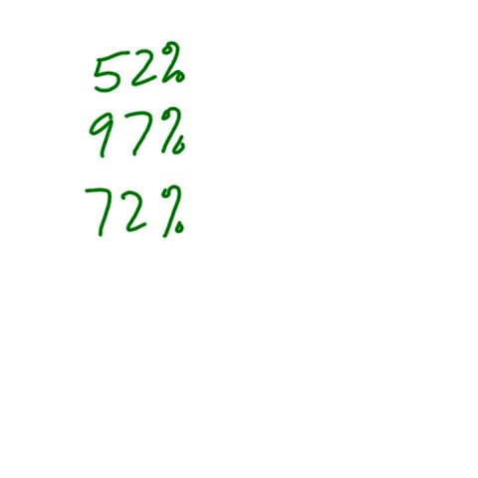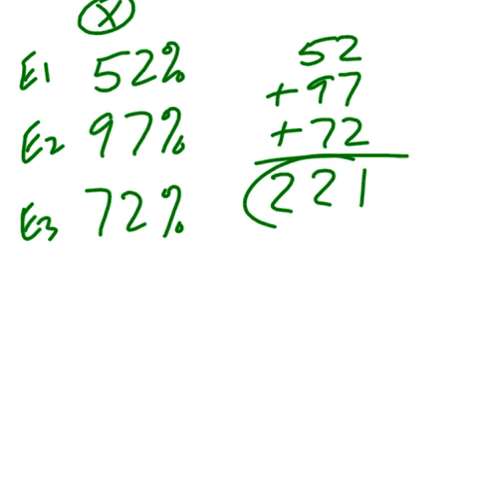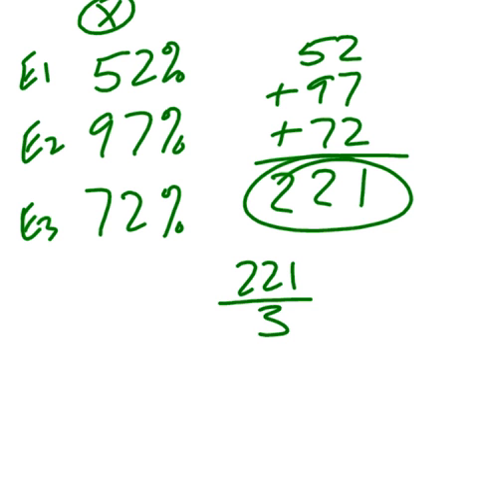Say this is exam 1, this is exam 2, and this is exam 3 for any particular student. Let's say student X, and I want to know what his or her average test score is. So what I would do is say 52 plus 97 plus 72, and I would get 221. Then I would divide 221 by the total number of samples, in this case 3, and my average would be 73.7%. That would be the average.